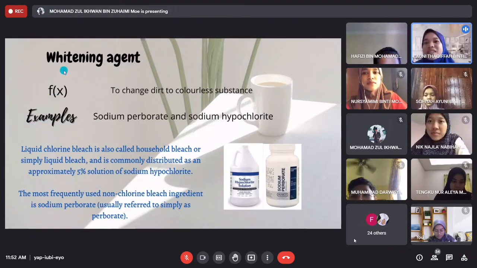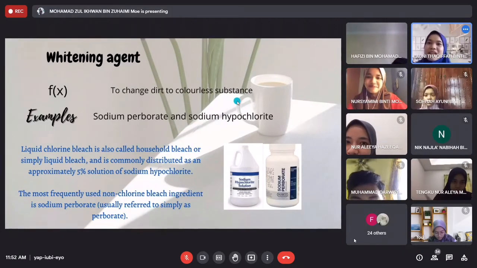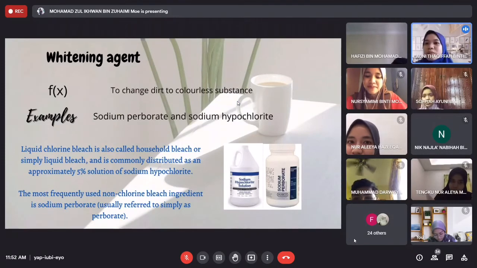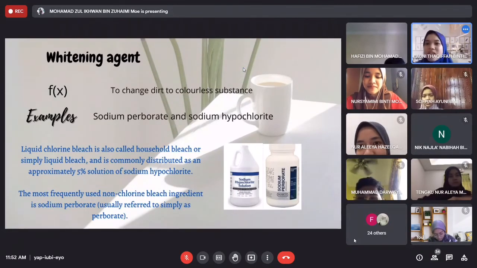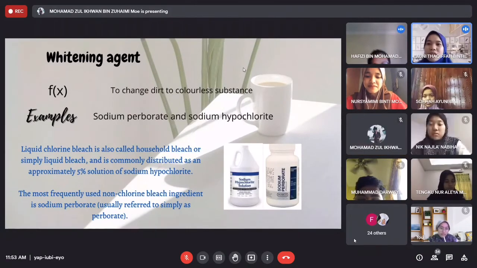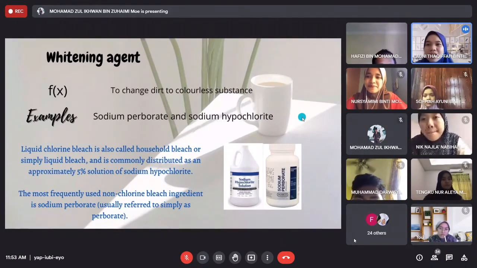Okay, this is whitening agent. The function of whitening agent is to change dirt to colorless substance. Examples of whitening agents are sodium perborate and sodium hypochlorite. Liquid chlorine bleach, also called household bleach or simply liquid bleach, is commonly distributed as an approximately 5% solution of sodium hypochlorite. Besides, the most frequently used non-chlorine bleach ingredient is sodium perborate. It is usually referred to simply as perborate.